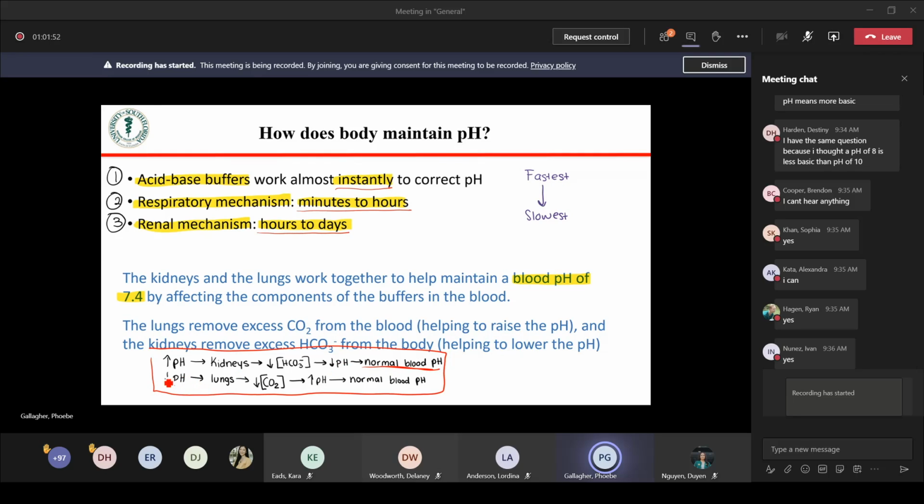Alternatively, in your lungs, if your pH drops for whatever reason, your lungs are going to blow out a bunch of carbon dioxide. So your carbon dioxide in your body is going to decrease and your pH is going to increase. So you'll go to a normal blood pH.